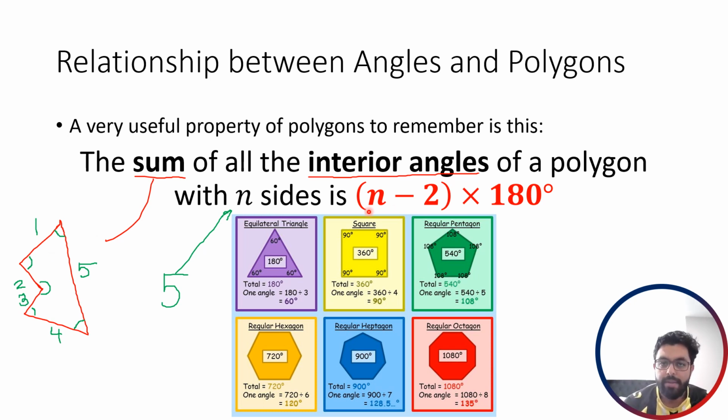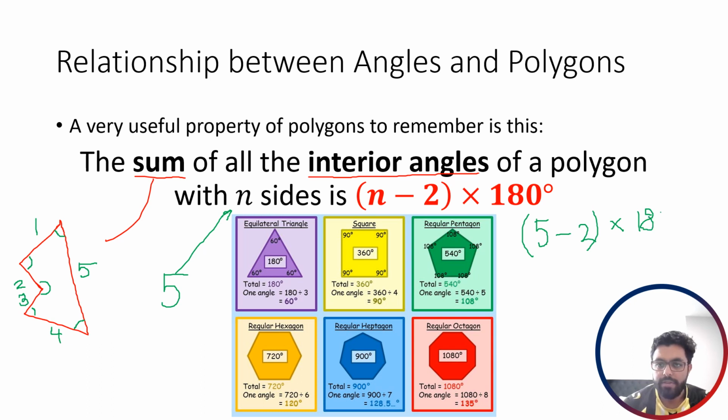Now, what number is that? That's going to be this thing. So n minus 2, well, right now n is 5. So that's going to be 5 minus 2 in brackets times 180 degrees.